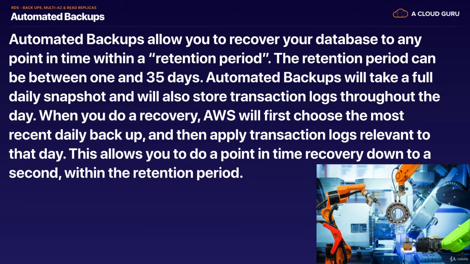Now, automated backups will take a full daily snapshot and will also store transaction logs throughout the day. When you do a recovery, AWS will first choose the most recent daily backup and then apply the transaction logs relevant to that day. This allows you to do a point-in-time recovery down to a second within the retention period.